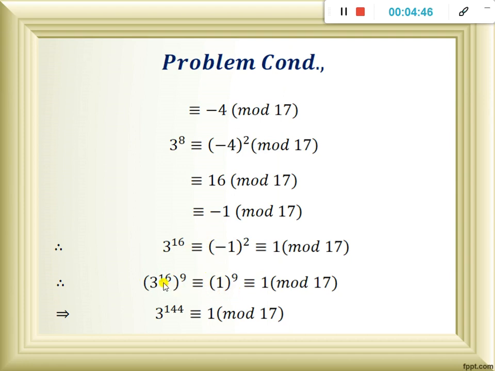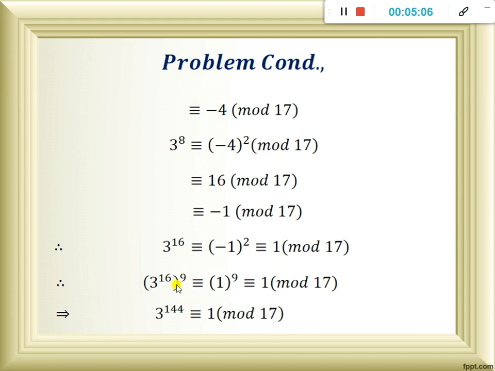So 3 power 16 into 9 is congruent to 1 power 9, which is 1 mod 17. If you multiply 3 power 16 into 9, you get 3 power 144, which is congruent to 1 mod 17.